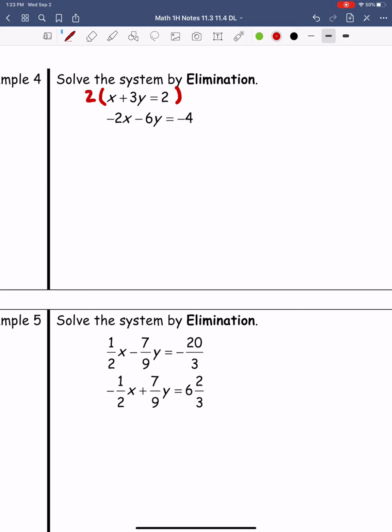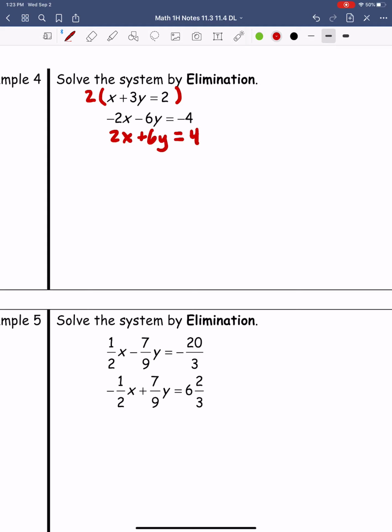Right? You have to do the whole equation. You can't just do a part of it. And so this is like distribution. So everything in there is getting multiplied by 2. And I'm going to move it down below. It's going to be 2x plus 6y equals positive 4.